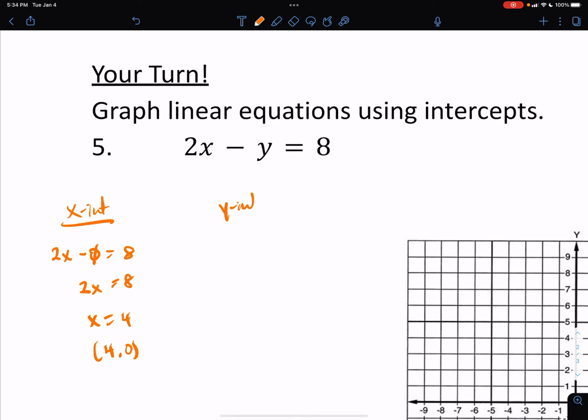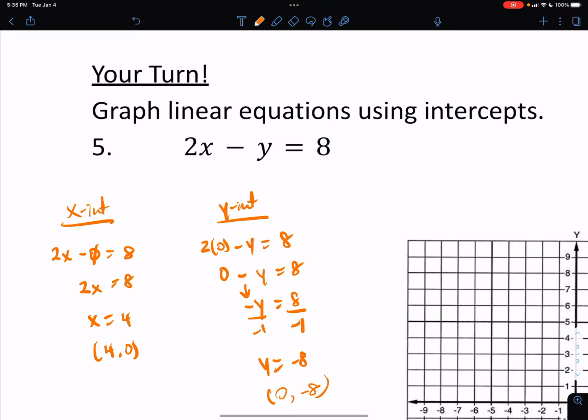Your y-intercept is 2 times 0 minus y equals 8. That's 0 minus y equals 8. It's negative y equals 8. Be careful. Bring down the negative sign. You divide by negative 1. Divide by negative 1. I got y equals negative 8. So it's going to be 0 comma negative 8.